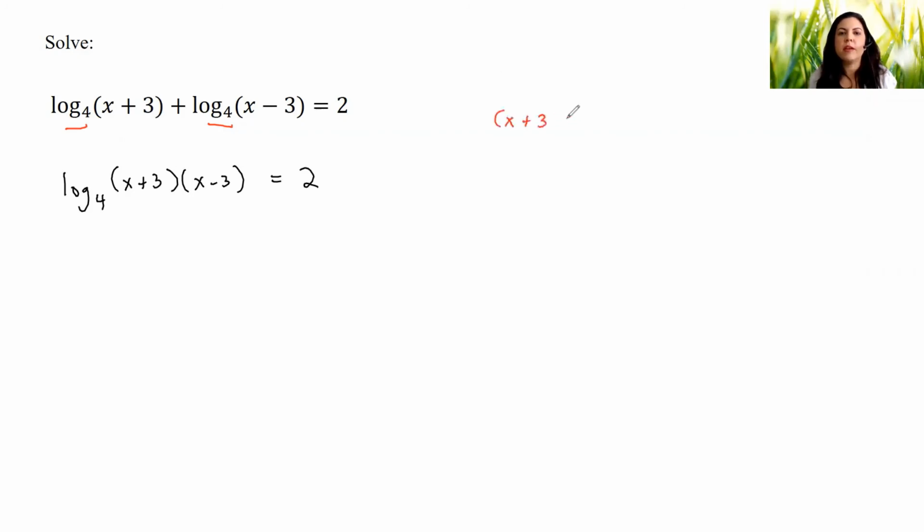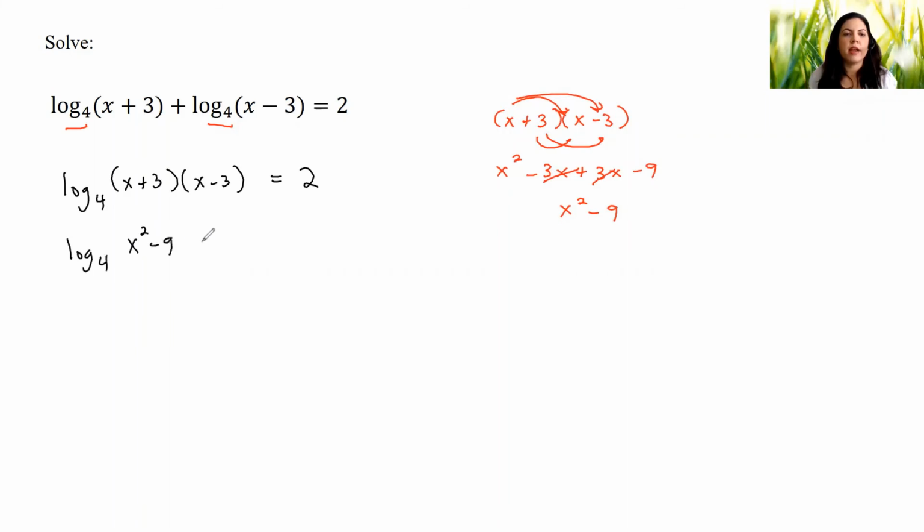If we're multiplying x plus 3 times x minus 3, you can distribute. So I'll distribute that x to get x squared minus 3x. Then I'll distribute the 3 to get positive 3x minus 9. That negative 3x and positive 3x cancel out. So when we multiply that, we just get x squared minus 9. So this is log base 4 of x squared minus 9 equals 2.